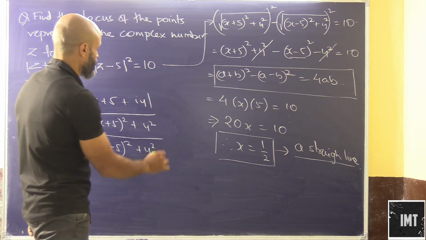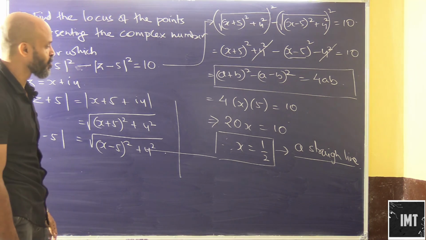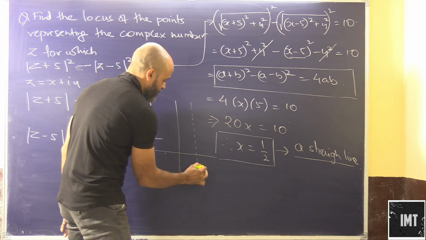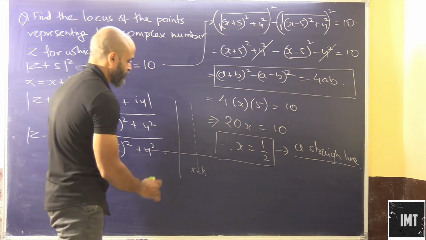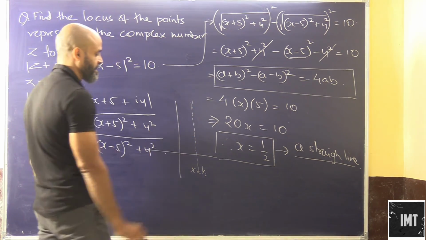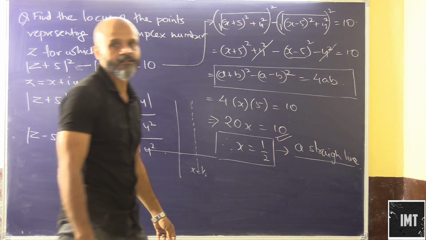How? See, in the x axis and in the y axis, if we are representing x is equal to 1 by 2, this will be the line. So all the points on the line x is equal to 1 by 2 satisfy this. So this will be a straight line. This is going to represent a straight line.